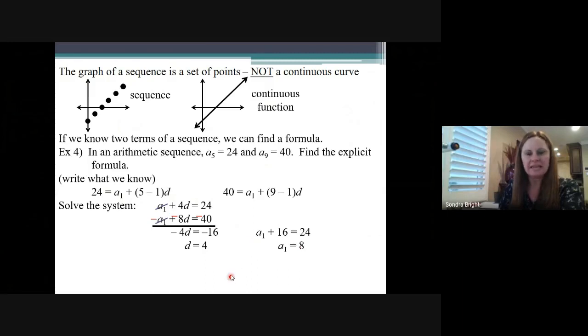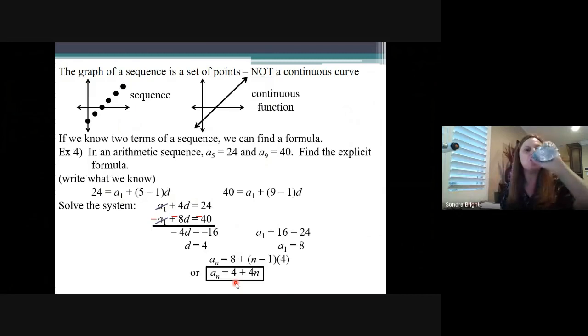Plug that into the nth term is equal to the first term, that was 8, plus n minus 1 times the common difference. The d we found was 4. And then you're going to definitely simplify this. Distribute that 4 into the n and into the negative 1, and you'll get 4n minus 4, but plus 8 gives you that right there. So the nth term is 4 plus 4n.